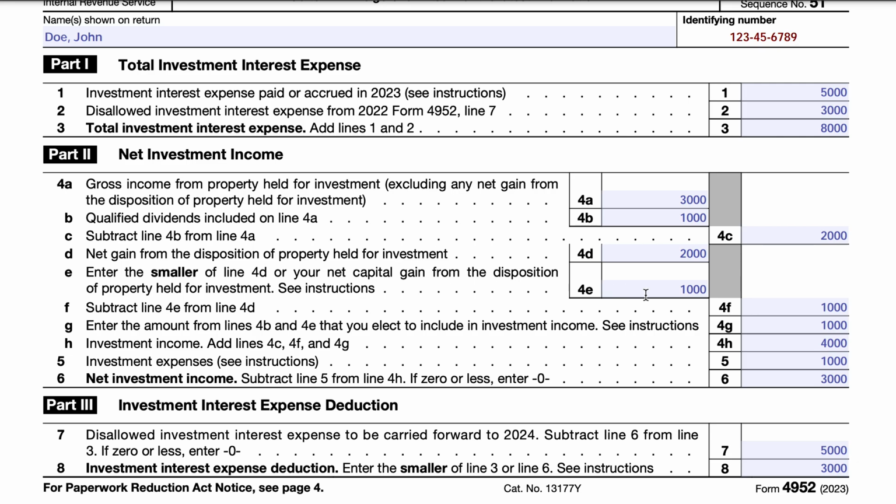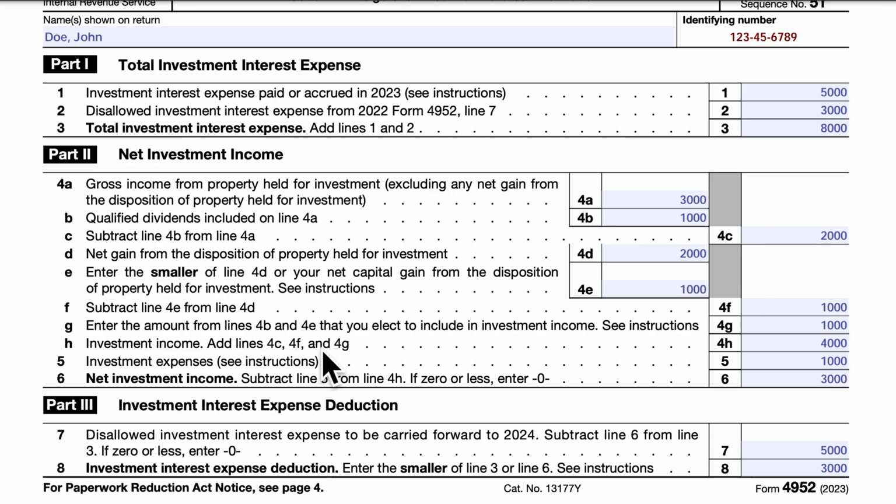So in this situation, John Doe had $2,000 of net gain, and $1,000 of that was long-term capital gains. These two can be the same if 100% of your net gain happened to be long-term capital gain. In that case, it would be 2,000 and then 2,000 here. And then in line 4F, you would subtract those two from each other. So in that hypothetical situation, it would result in 0. In this actual situation, it's $1,000.